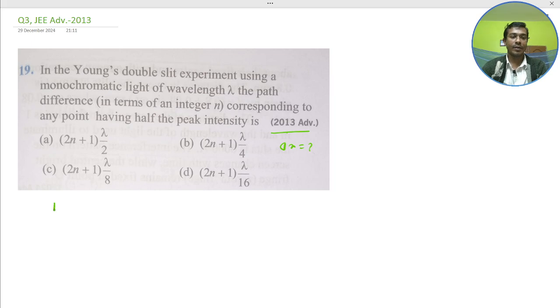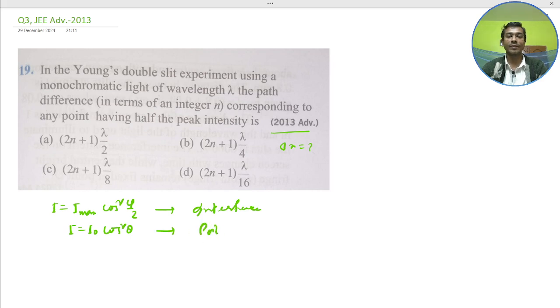Basically, for interference, I equals I max cos square phi by 2. This is for interference. And for polarization, I equals I naught cos square theta. Keep these two formulas in mind. I just write them here for your understanding. So, given I equals I max by 2.